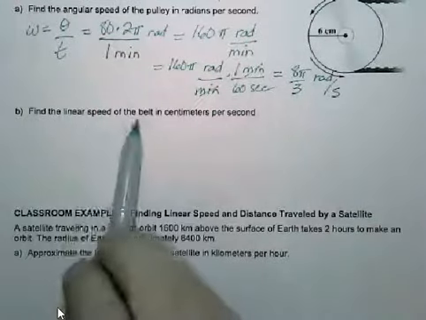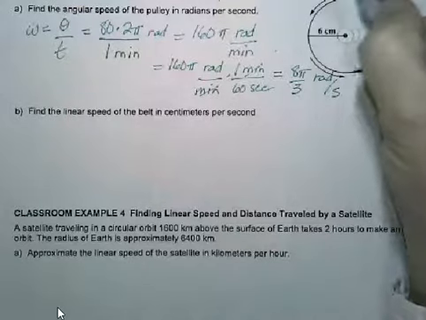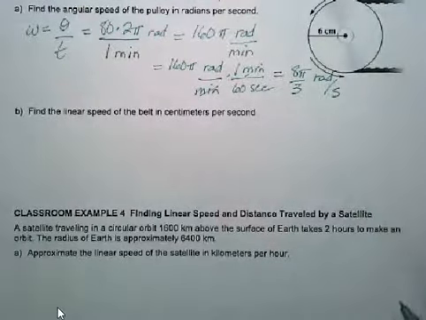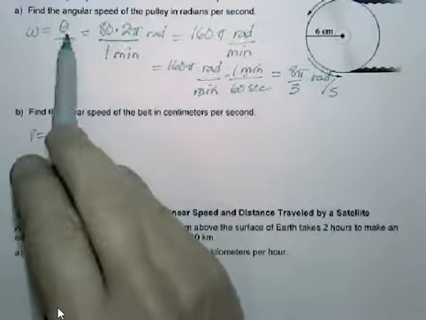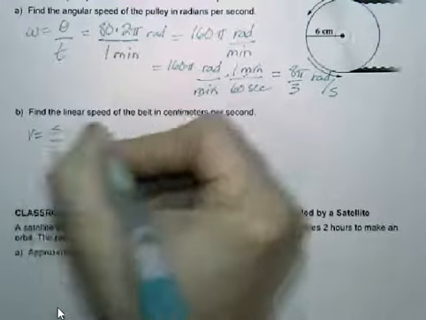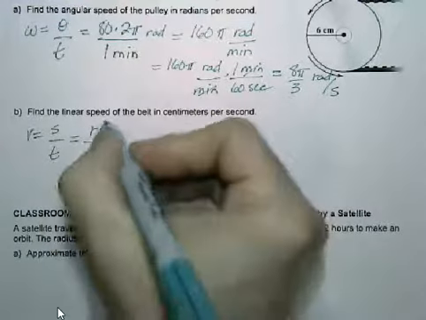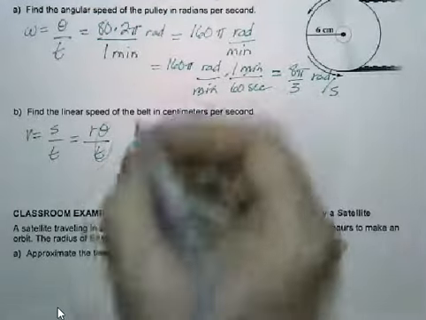Now I can find the linear speed of the belt. What that's asking for is how fast the belt is going around the outside of the pulley. Here's my formula for the linear speed. Again, in this one, I already have the theta over t. So I'm just going to change this s to r theta. And then I'm going to replace the theta over t with my angular speed.